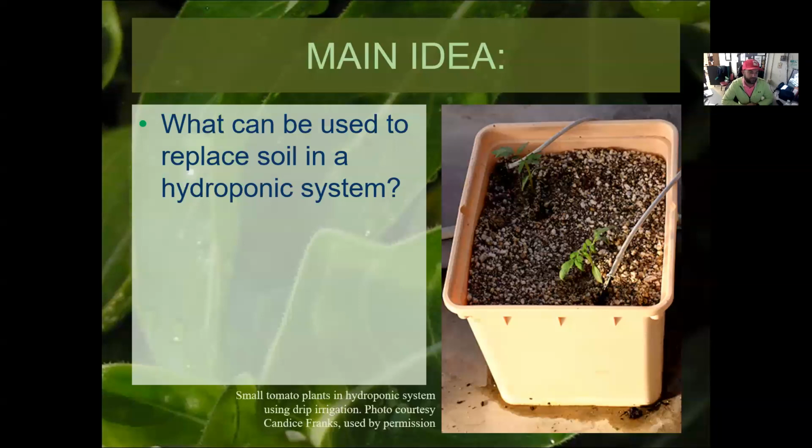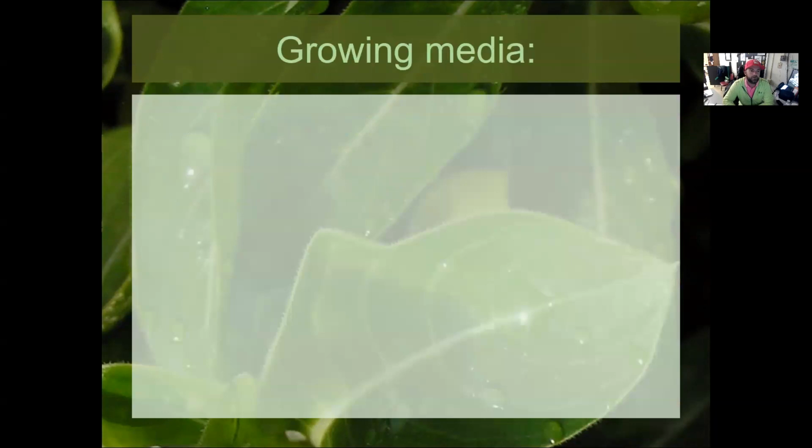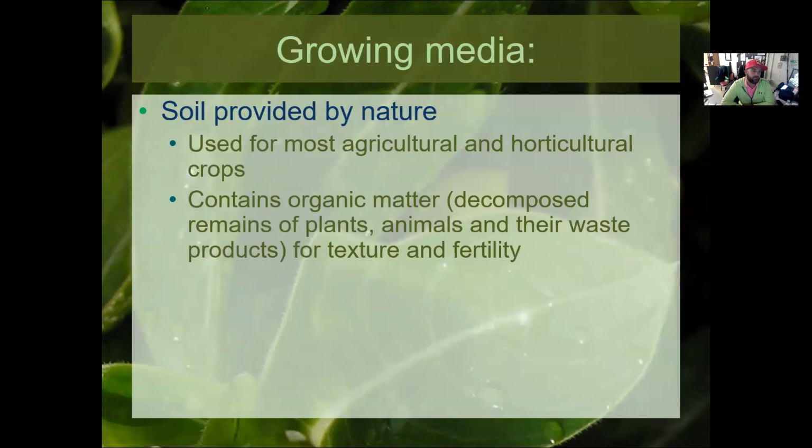So if we take a look at the picture from the bottom here, we're using water in a hydroponic system; that would be more of an aggregate that uses stone. So growing media, soil provided by nature, is used for most agricultural and horticultural crops. If you see any fields where you live with crops growing, like corn or soybeans, you're typically going to find those in soil, or anything in the ground would be in soil.